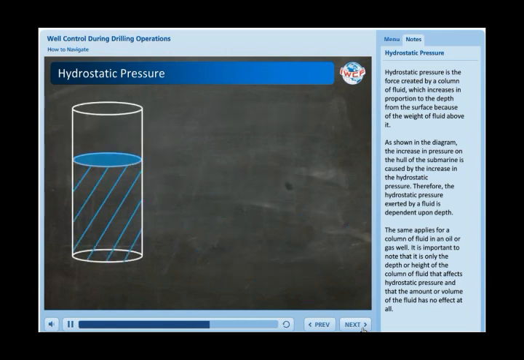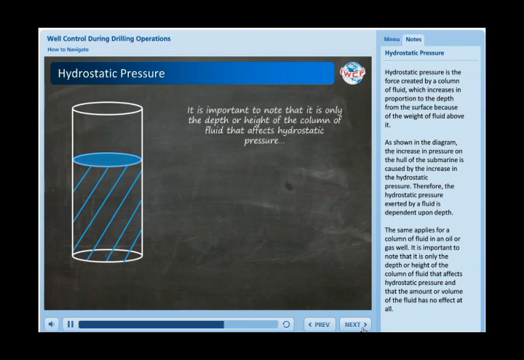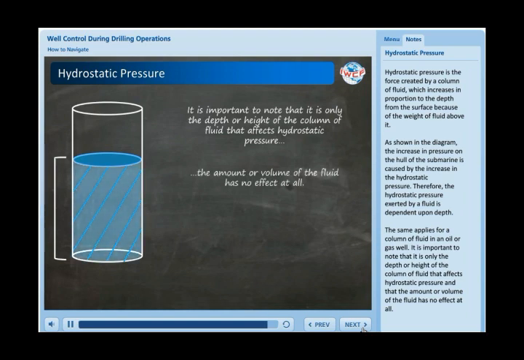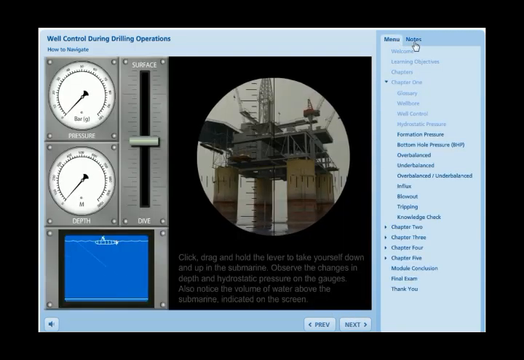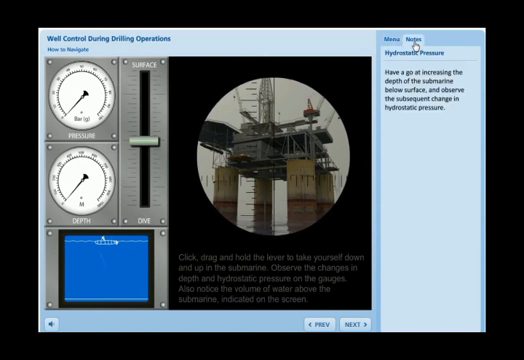The same applies for a column of fluid in an oil or gas well. It is important to note that it is only the depth or height of the column of fluid that affects hydrostatic pressure, and that the amount or volume of the fluid has no effect at all. Have a go at increasing the depth of the submarine below surface and observe the subsequent change in hydrostatic pressure.